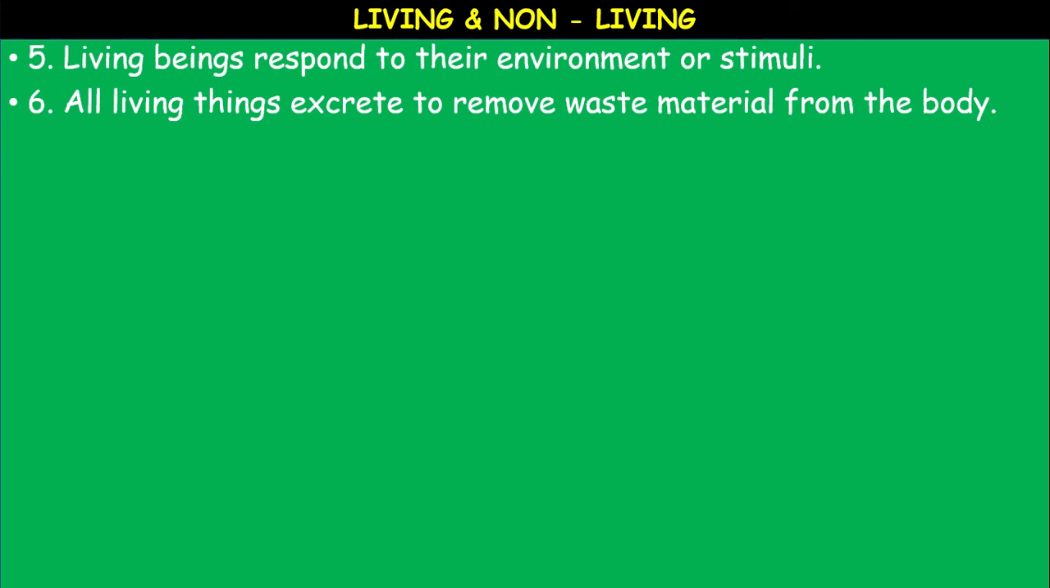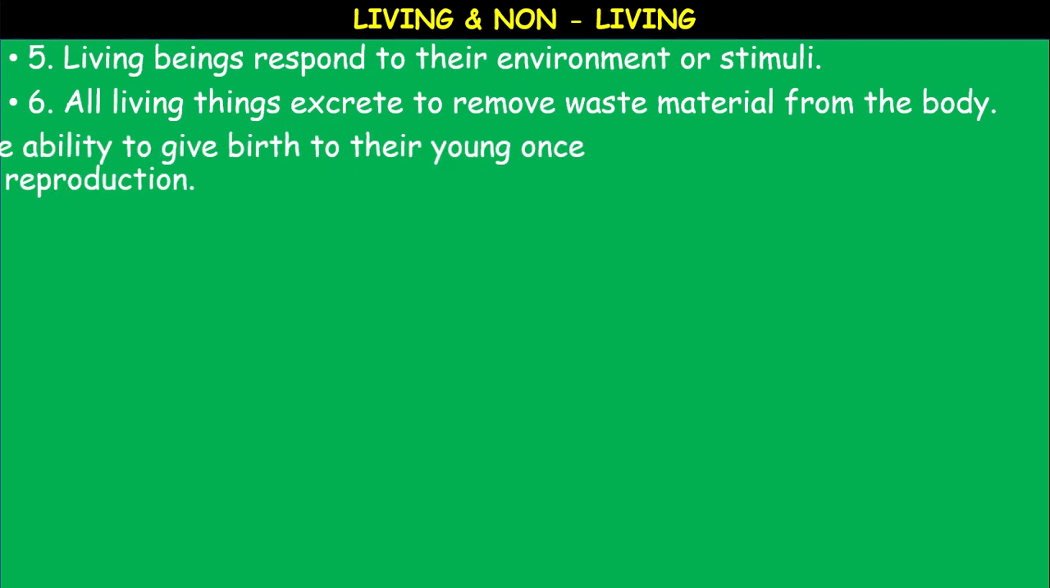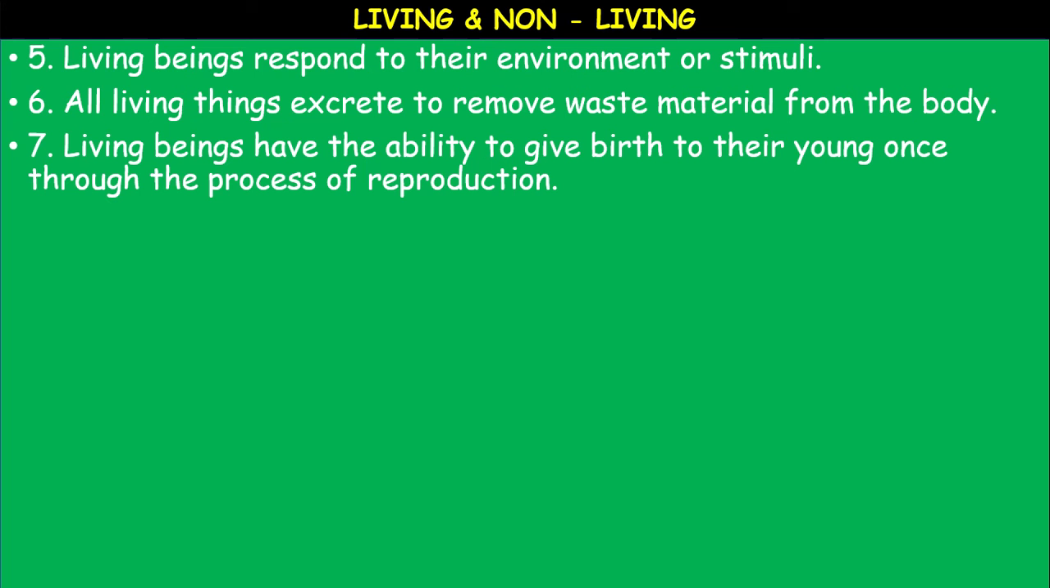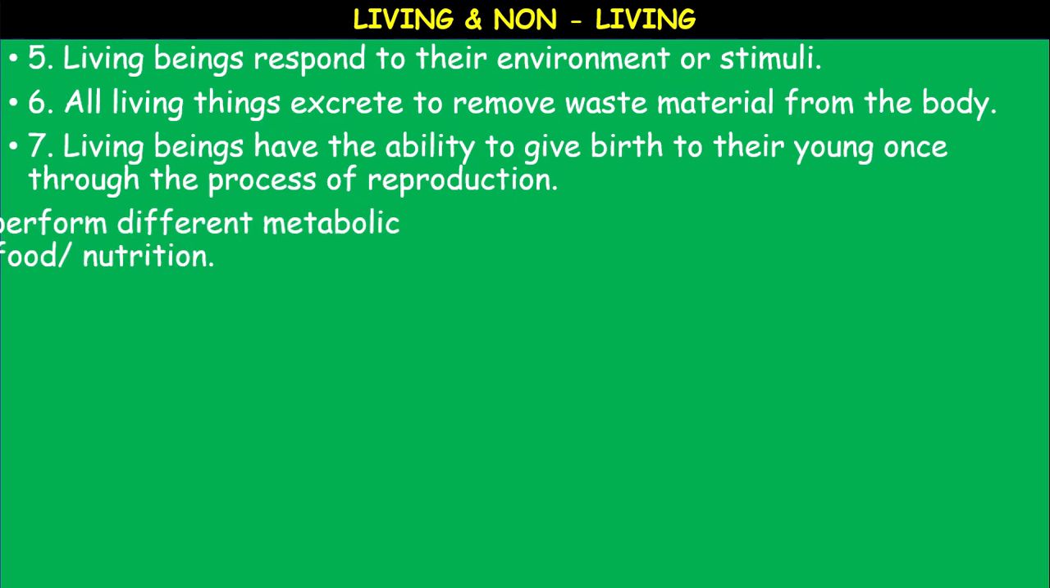All living things excrete to remove the waste materials from the body. Daily we go to the toilet, we flush out, we defecate, isn't it? But a non-living thing cannot do it. Next, living beings have the ability to give birth to their young ones through the process of reproduction. Living beings can propagate, can reproduce, whereas non-living things cannot.